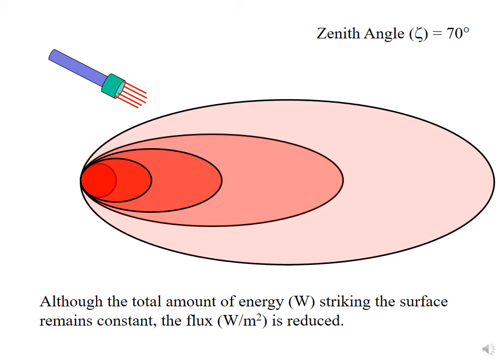We still have the same amount of energy striking the surface. That's remaining constant. And we quantify the amount of energy striking the surface in terms of watts, W, which is a joule per second. But then we're looking at the flux of energy, which is the watts per meter squared. And that energy flux to the surface is being reduced by changing the zenith angle. And it's quite dramatic. And by the time you get to 90 degrees, the illumination essentially goes to zero.